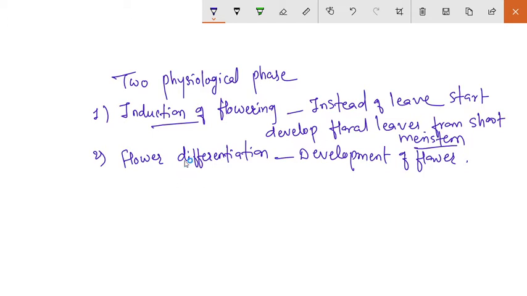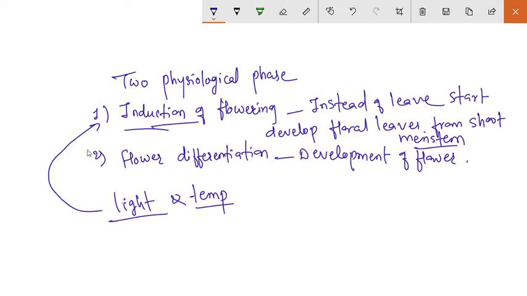There are various environmental factors that act upon the plant during the induction period. This induction period is most important. Environmental factors like light, temperature, water, nutrients, all play an important role in the induction period. There are two main inductive conditions that induce flowering, and the two factors are light and temperature. These are the two most important factors which affect the induction of flowering.